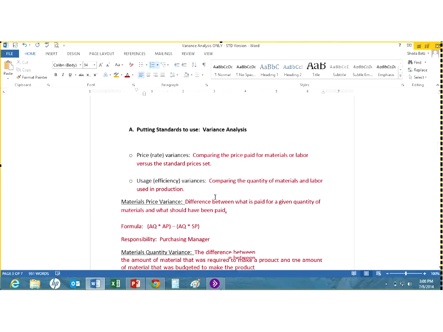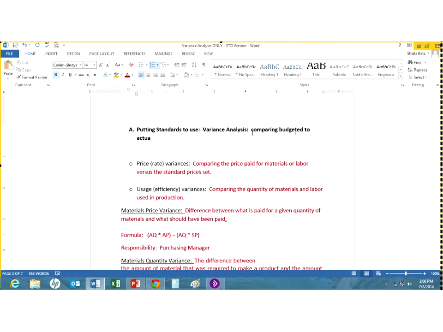So, putting these standards to use. These standards really come into play when we're talking about variance analysis. And remember, variance analysis is really just comparing the budgeted to actual results.